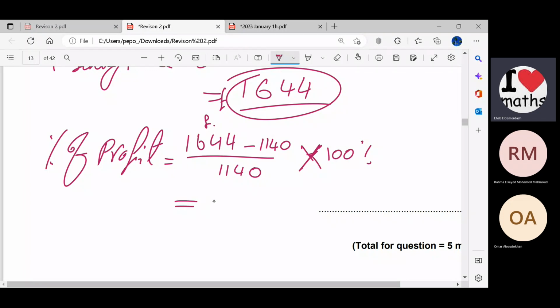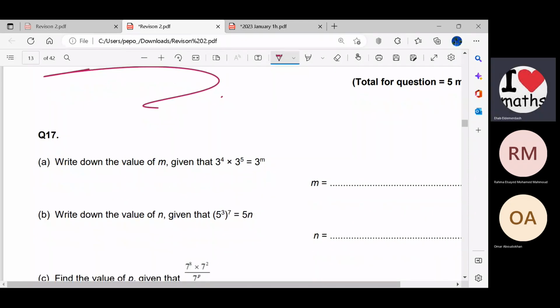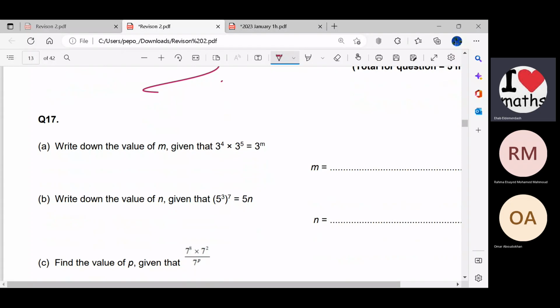Okay, so the answer will be... We get the question related to the percentage. Agreed? All of you can do this one I think. Write down the value of m given that 3 to the power of 4 times 3 to the power of m. So who can tell me what's the value of m?